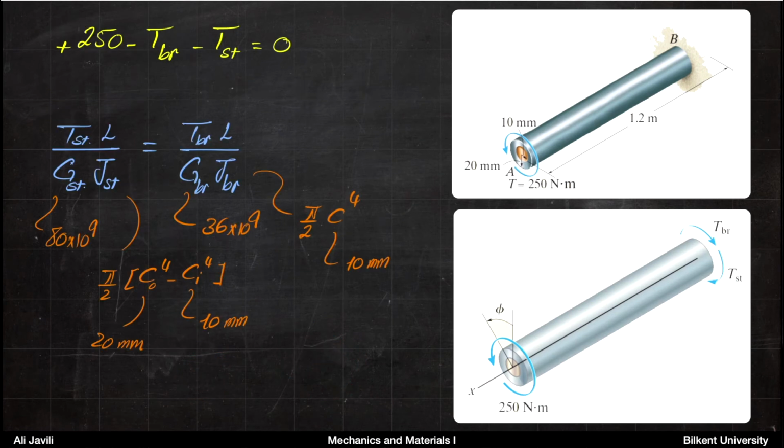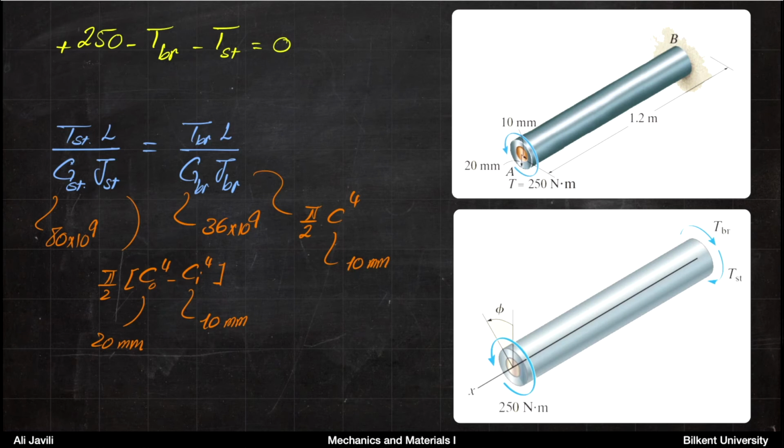So we insert those values. The shear modulus of steel is 80 gigapascal, for brass is 36 gigapascal. For J of steel, it's a steel tube with external radius 20 millimeters, internal radius 10 millimeters, as you can see here. So J of steel would be pi over 2 times C_O to the power of 4 minus C_I to the power of 4. For brass, it's just the core, a solid shaft, so it's pi over 2 C to the power of 4. Now C for the brass is the external radius of the brass core, which is the internal radius of the steel tube, so it's 10 millimeters. They are perfectly bonded together, so the internal radius for the steel tube is the same as the external radius of the brass core.